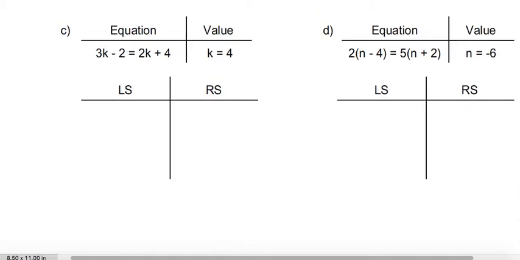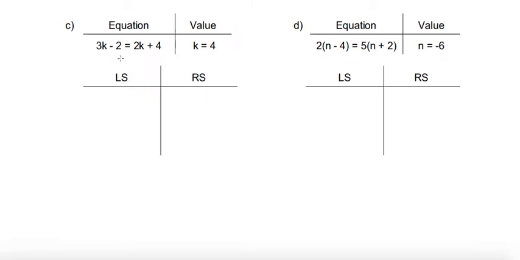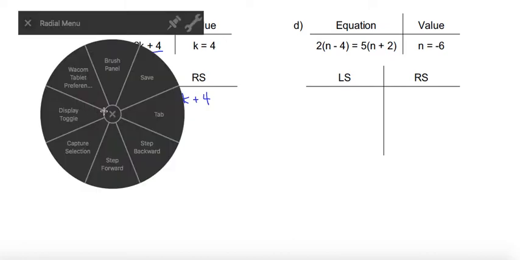So again, I'm going to look at what I have on the left side of my equation versus what I have on the right side of my equation. On the left side of my equal sign, I have 3k take away 2. And on the right side of my equal sign, I have 2k plus 4. And I want to see whether k is equal to 4. So if I substitute the value of k, 4, into the variables in my equations, will the left side equal the right side? If it does, then I know that k does equal 4, and if it doesn't, then I know I've made a mistake. So let's go ahead and do that.